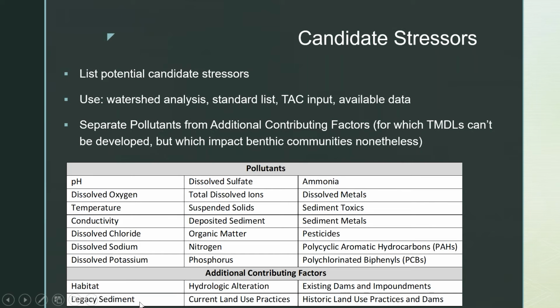Do they have some legacy issues? I mentioned dams, historic land use practices, hydrologic alteration. Those are things that we can't really develop TMDLs directly for, but we know that they impact benthic communities.